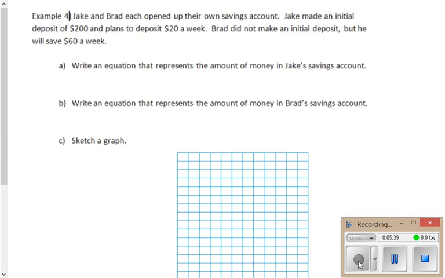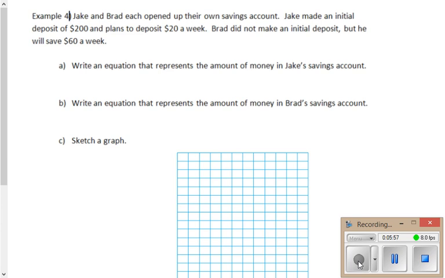Last one, I'm going to give you a little bit of a word problem here, so we're going to have to come up with an equation for each of them. Example 4: Jake and Brad each open up their own savings account. Jake made an initial deposit of $200 and plans to deposit $20 a week. If he does $20 a week, that's what it's going up by. Therefore, that is your slope, that rate of change.